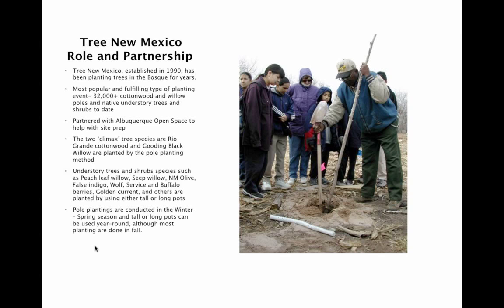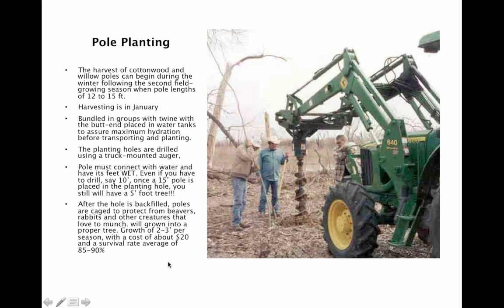The pole plantings, though, can only be conducted in the winter-spring season, usually starting around January, but you have to quit planting as soon as it starts warming up. If the poles actually bud out, then the system won't work anymore. But the tall and long pots can be used year-round. So, getting into pole planting.